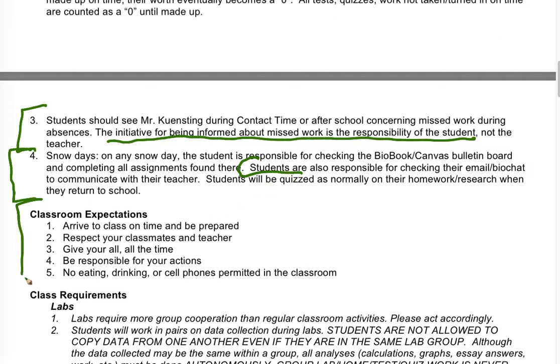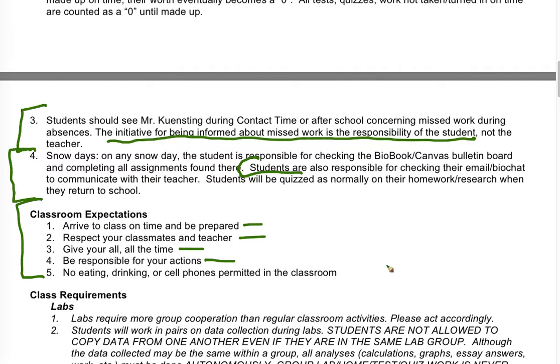So classroom expectations, you're supposed to be on time and be ready to go. Please respect your classmates, your teacher, and the biology environment. We have parrots and snakes in the room. Give your all. We need 100% all the time. Be responsible for your actions. In other words, if you have a bad day, just own it and we got to move on.